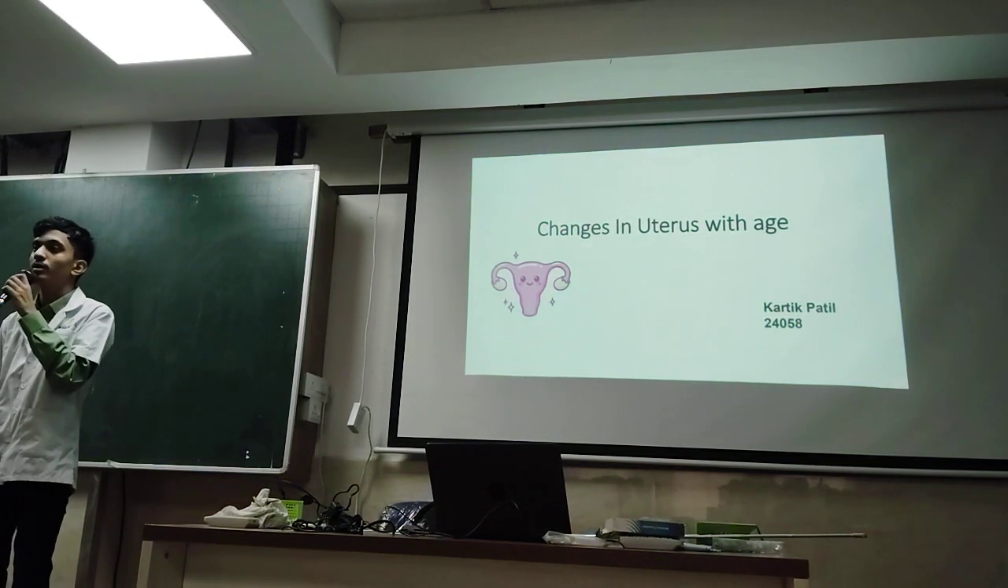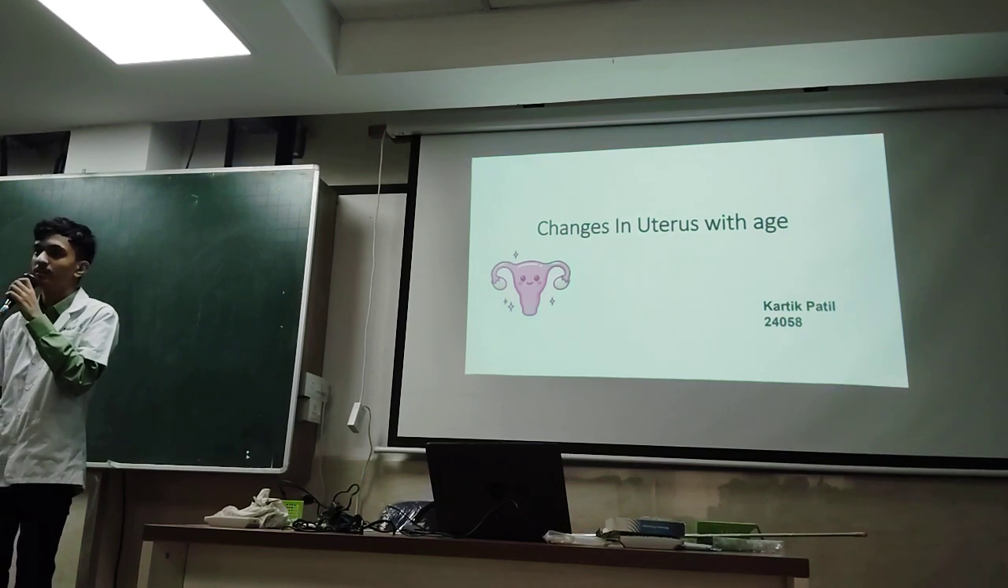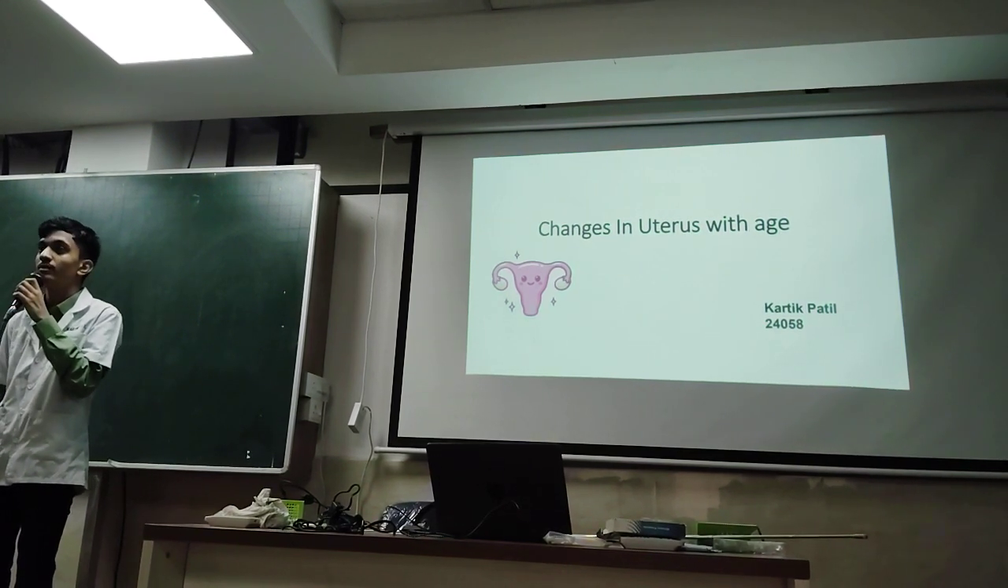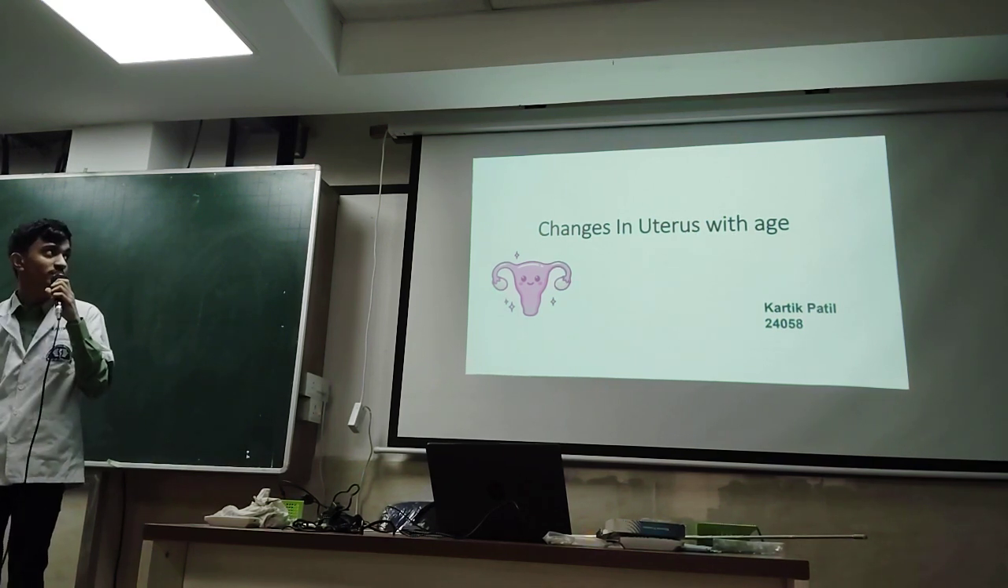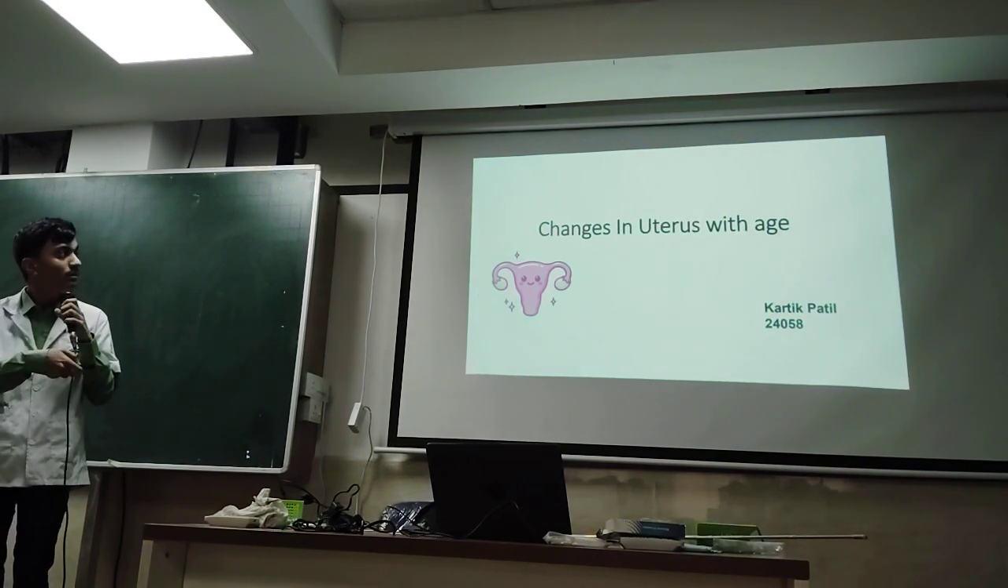Up till now we have talked about the shape, location and parts of the uterus. The uterus is not the same throughout life. There are changes occurring in its shape and size throughout the life of a female. So now we will discuss the uterus in different phases of life.